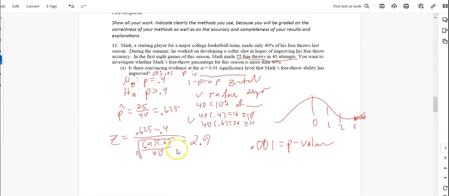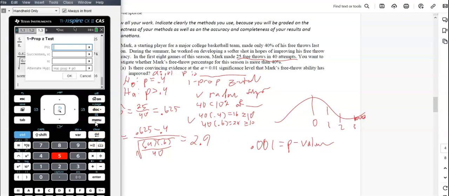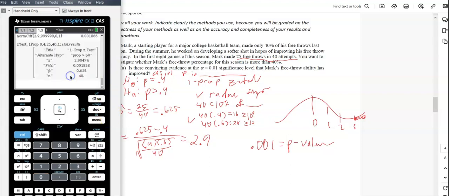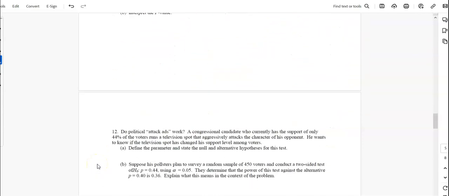I never double checked myself with the calculator. So you can do that pretty quickly. You can go menu 675. This was 0.4. We did 25 out of 40, and our direction was greater than. And so that should double check those values to make sure they match here. And it's always a good idea to do that. You'll catch some errors sometimes that you make, all of us do, and it's a great thing to do to check your answers.